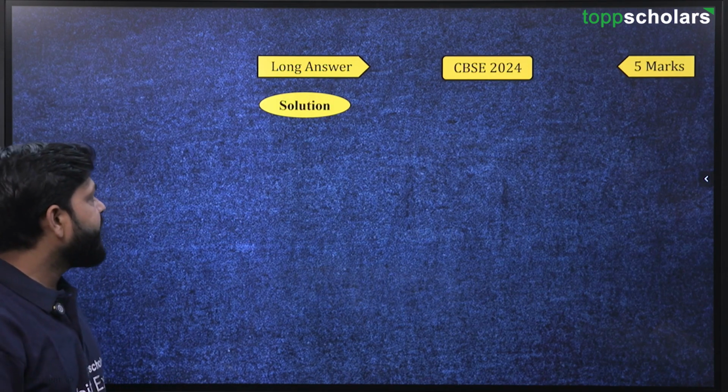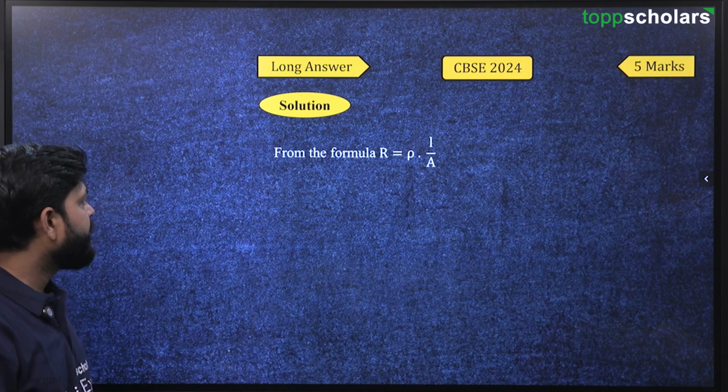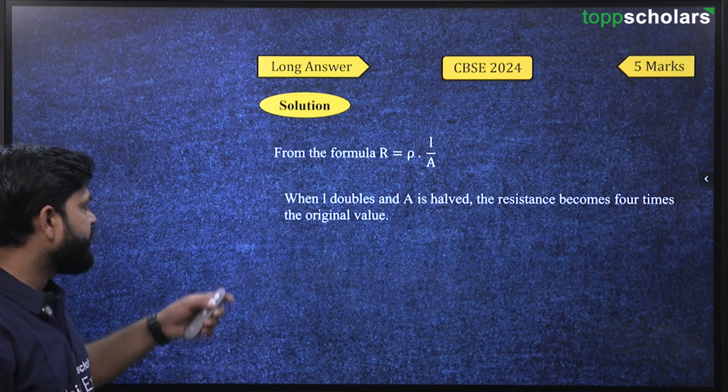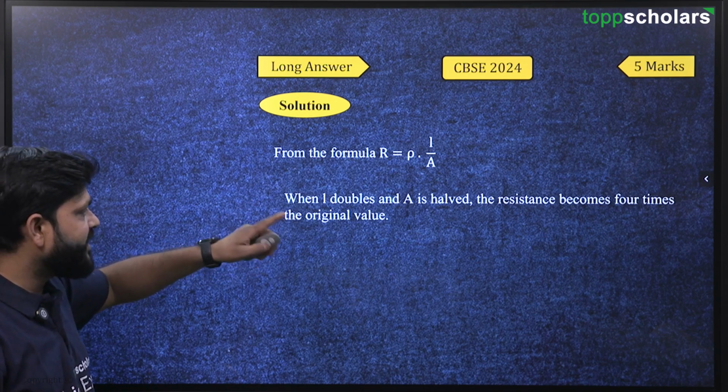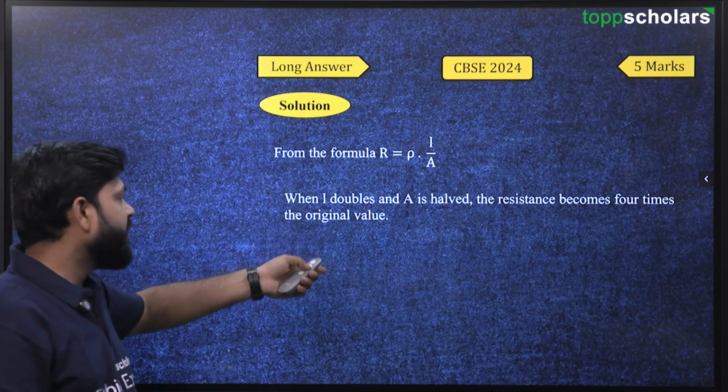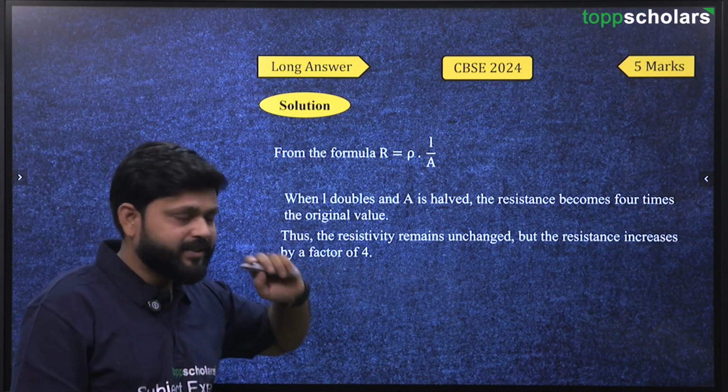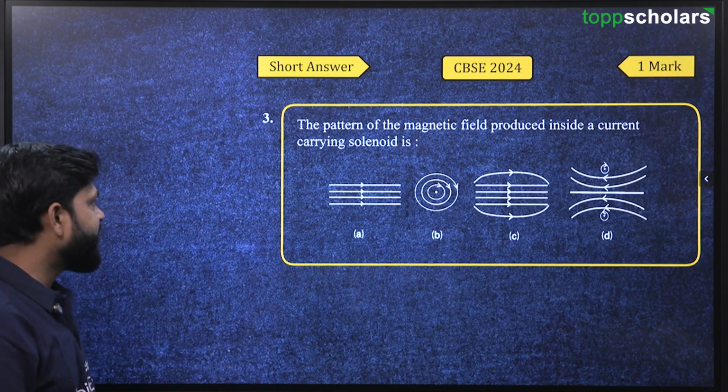Now, the next question. We can see here, when the length doubles and the area is half, the resistance becomes 4 times the original value, but there will be no change in the resistivity.